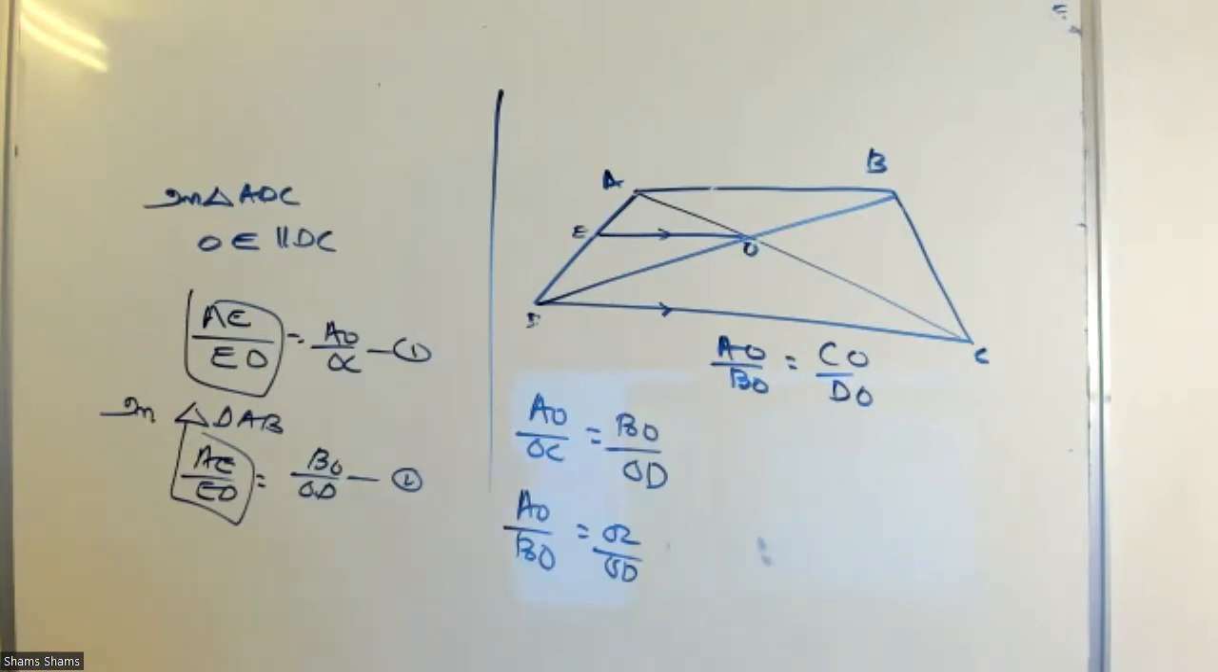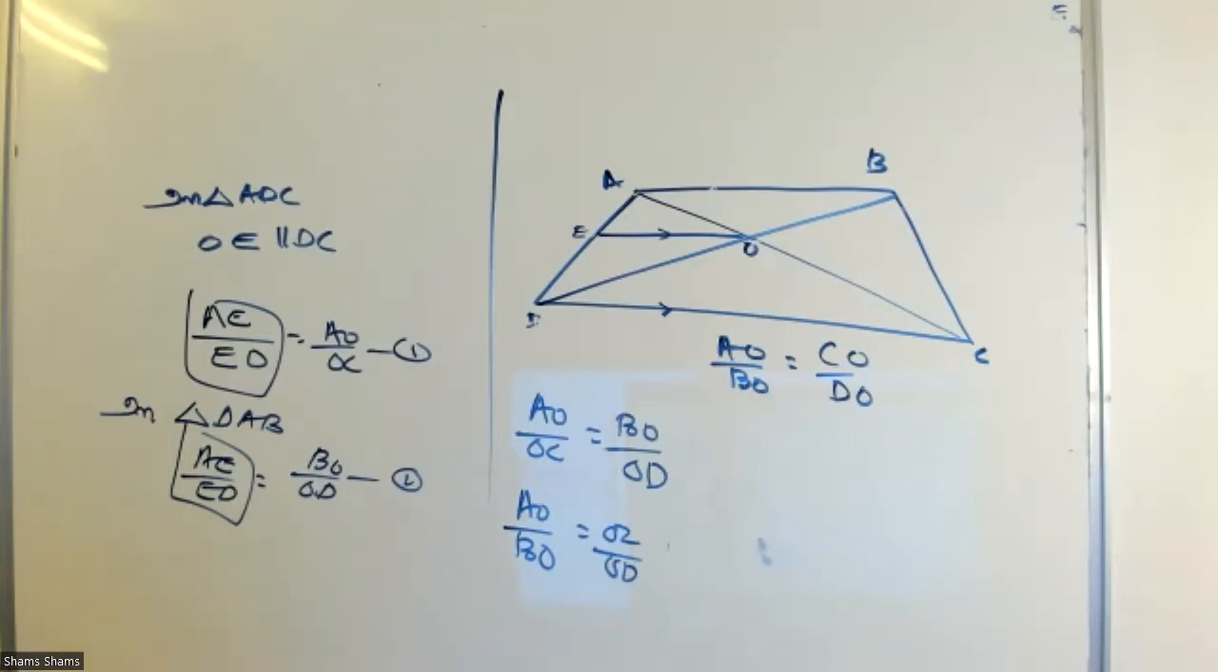Then in triangle DAB, OE is parallel to AB by construction. Then by the basic proportionality theorem, AE by ED equal to OB by OD. Call it number two.